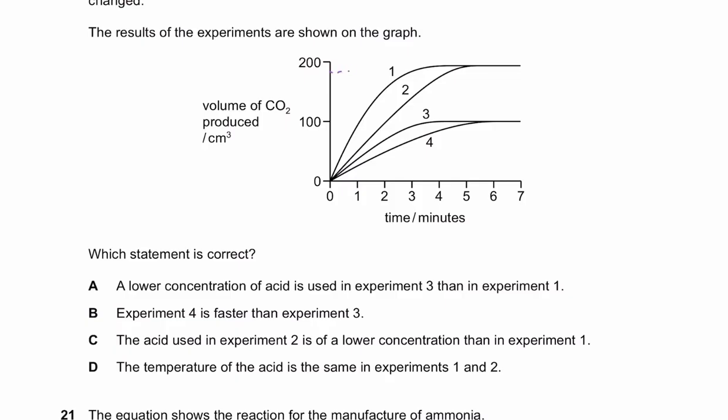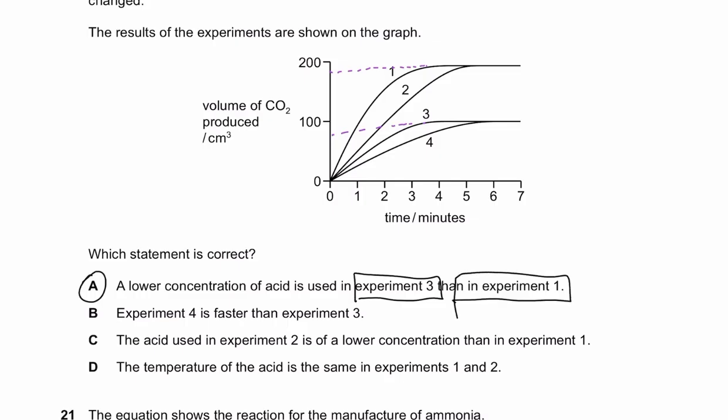Absolutely, that's true, because experiment 1 is actually giving you a greater volume of carbon dioxide compared to 3. So obviously 1 would have, and it also has a greater rate of reaction, right? So obviously 1 has a greater concentration compared to 3, and that's what it's saying. A lower concentration of acid is used in 3. 3 has a lower concentration compared to 1. So A is automatically right.